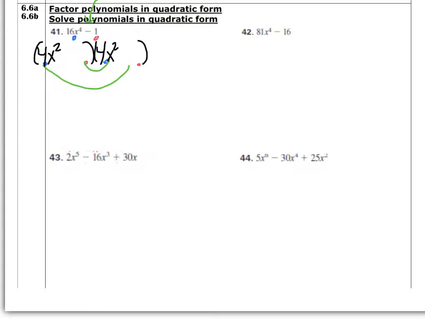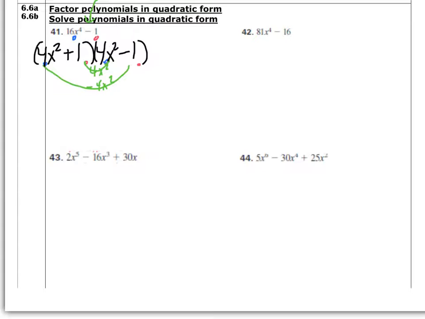You're going to notice, by the way, 4x squared times 4x squared is 16x to the fourth, so that's right. Now, to get negative 1, there really is only one way. It's going to be a positive 1 times a negative 1. So I'm going to do plus 1 minus 1. Now I can check my work. This one right here is a positive 4x squared. This here is a negative 4x squared. If you add these two terms up, they equal 0, which means there's nothing in the middle, which is correct.